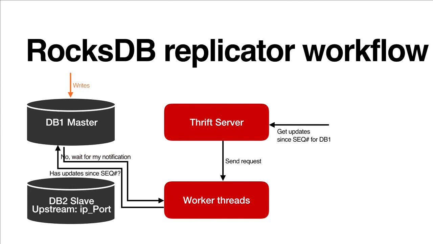So if a client later applies a new update to the local master, then after applying that data to the DB, it will notify that internal data structure, and that replicator request will be reactivated. Then another work thread will take on this request, get the data from the master, and send it all the way back to the client.